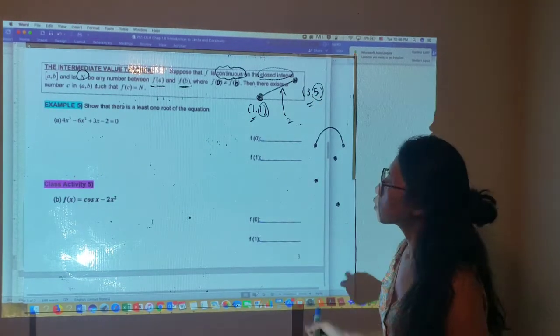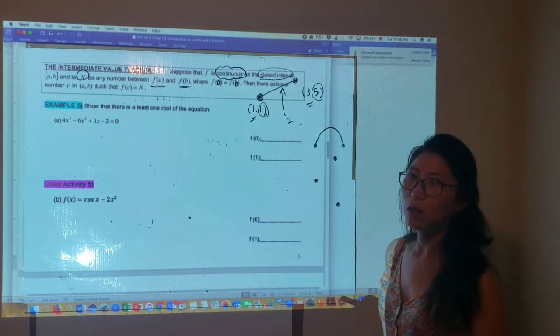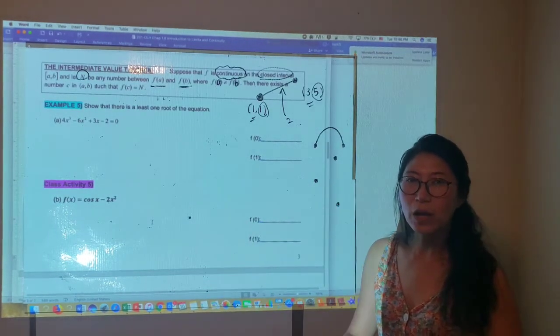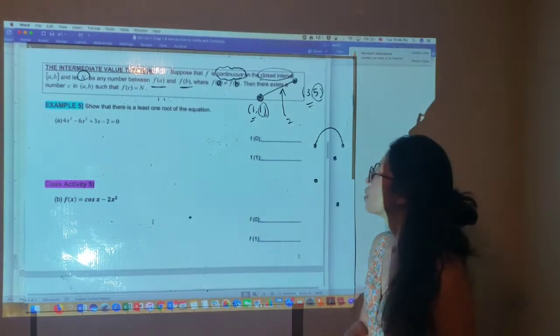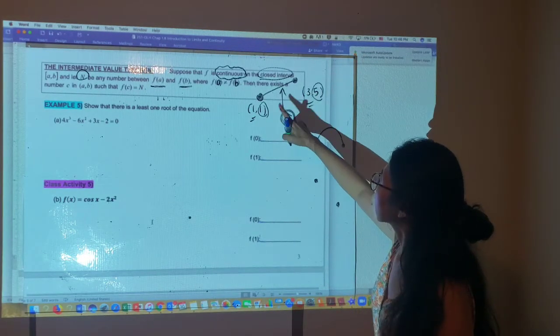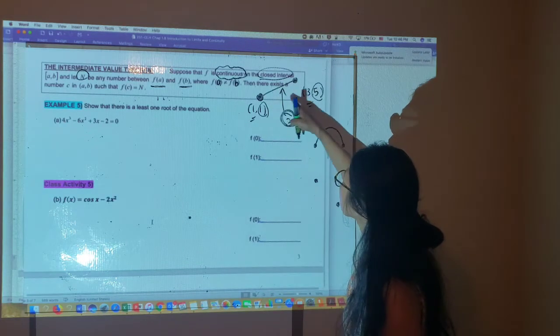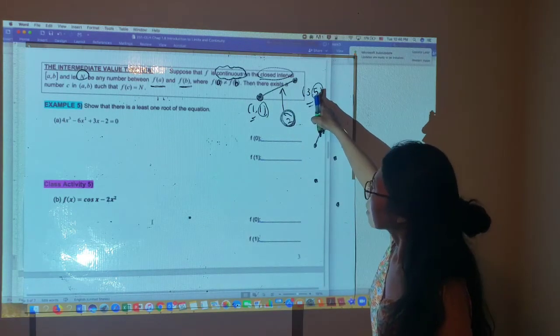Yes, because it's a continuous function, I cannot jump from 1 to 3. Like you cannot only have a first kid and a third kid. You have to have a second kid to have a third kid. So you cannot just jump. I must have the number 2 because it's continuous. So if a number exists between two numbers, there will also be a y value existing between them.